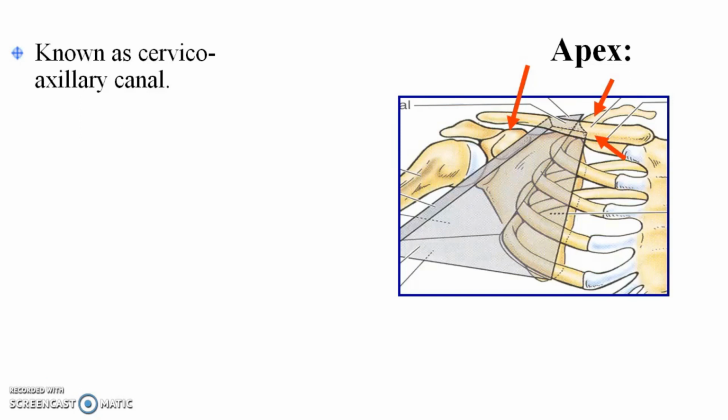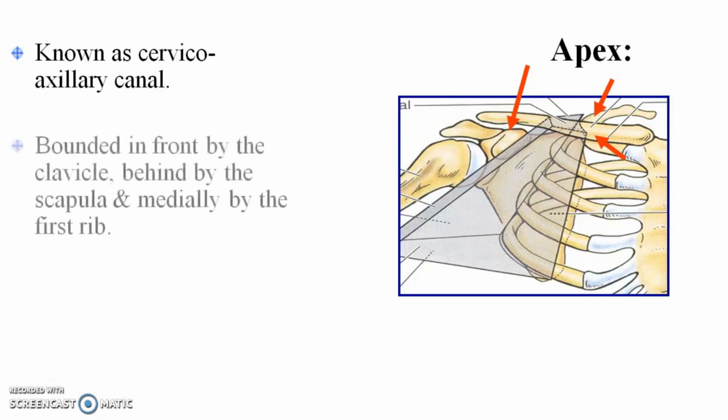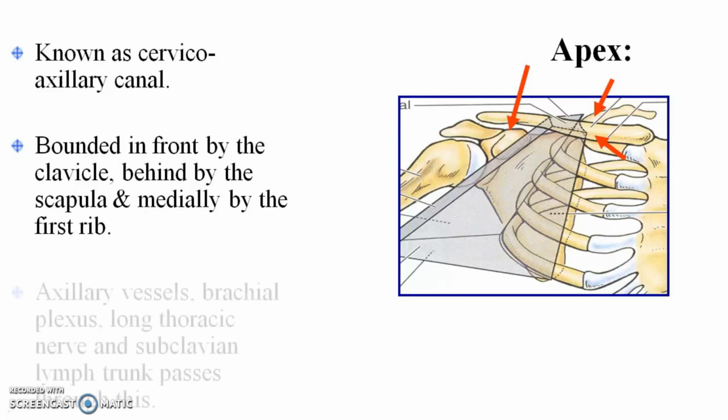You have to remember the apex of the axilla is otherwise known as the cervicoaxillary canal. And then the boundaries of the apex will also be seen clearly, so you can make out the boundaries. It is bounded anteriorly by the clavicle, behind by the scapula, and medially by the first rib. So that's all about the apex boundaries. The apex of the axilla is bounded anteriorly by the clavicle, medially by the first rib, and laterally by the scapula. These are the boundaries of the apex of the axilla.